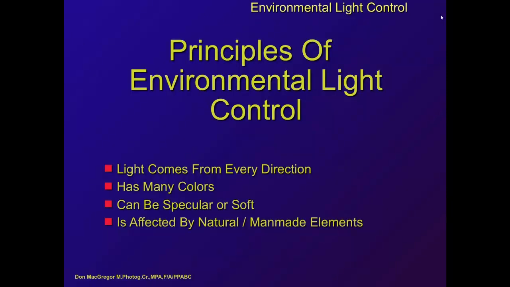Some of the principles of environmental light control. Number one, light comes from every direction when you're going outdoors. If you go into your camera room, all the lights are off. If you want a main light, you push a button, turn the dial. If you want a fill light, push a button, turn the dial. If you want a background light, push a button, turn the dial.